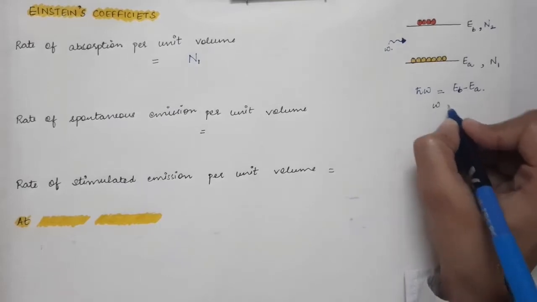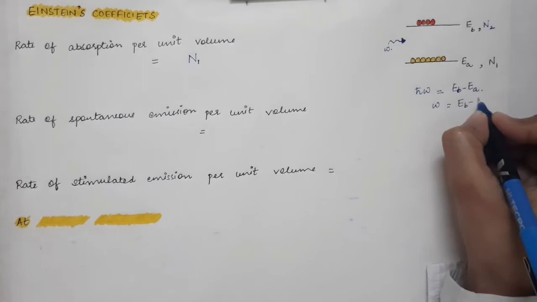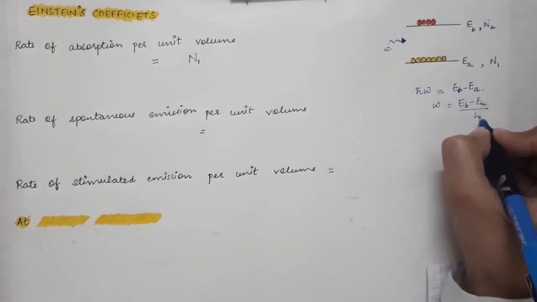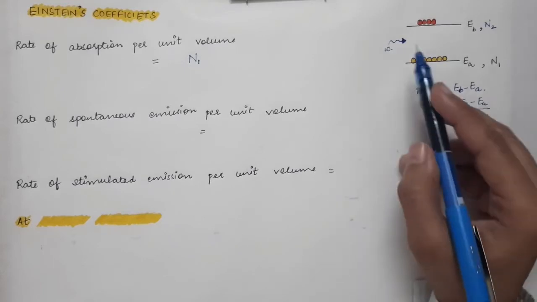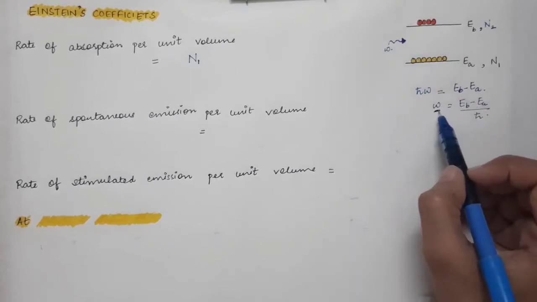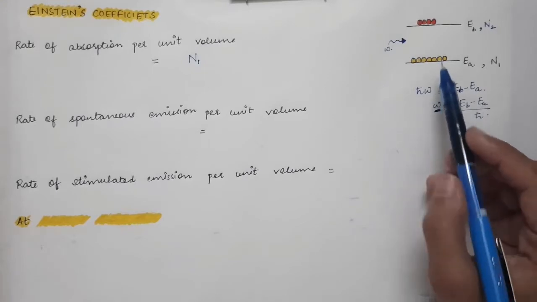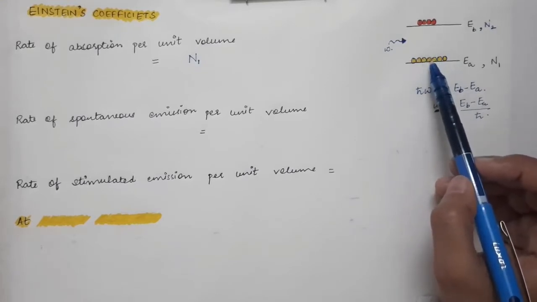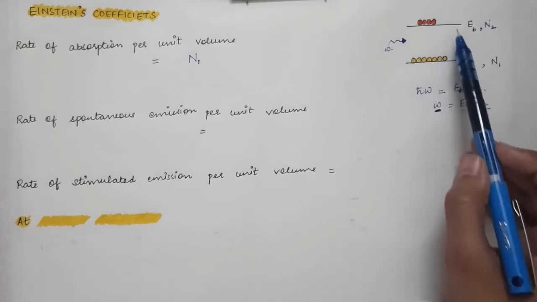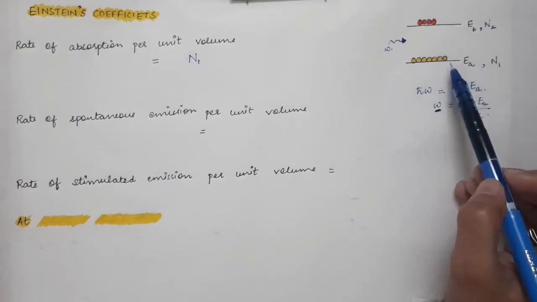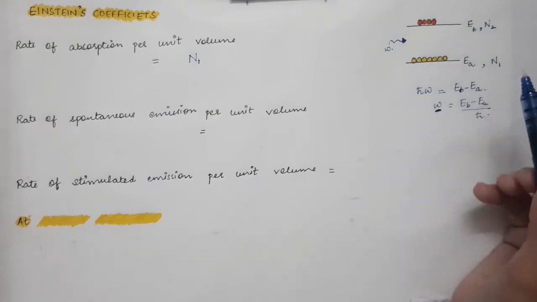So omega should be an appropriate frequency. So it is EB minus EA divided by h cut. Only the photons with frequency omega will interact with this oscillator, because h cut omega is exactly equal to the difference in the two levels. So only then can a transition take place.